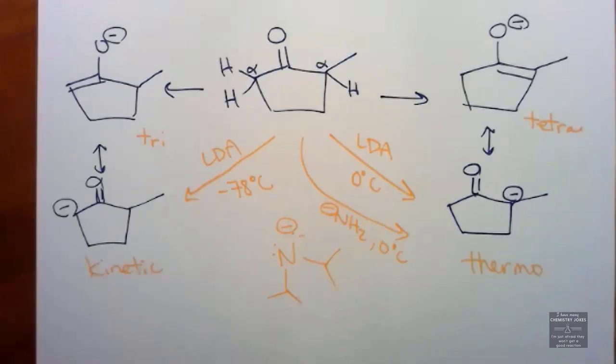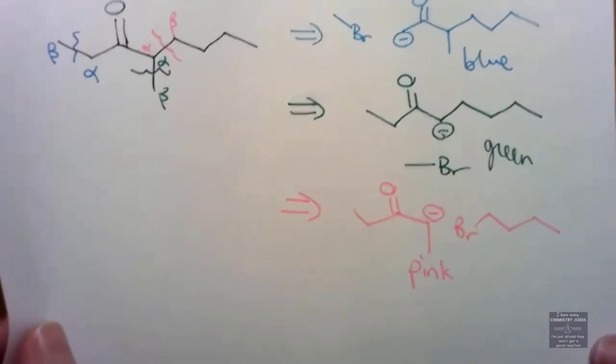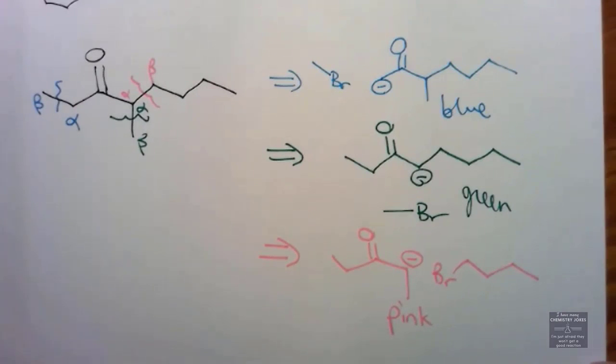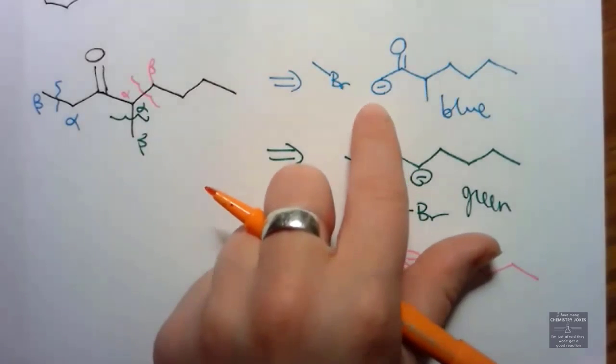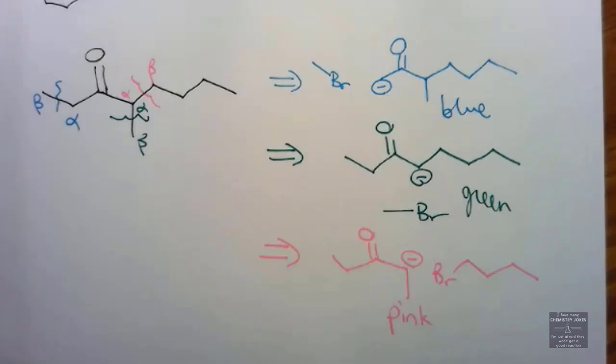Okay, believe it or not, I remembered. We got this stuff to talk about. Blue, green, or pink? Well, if we go back to considering the ketones that these things come from, that blue enolate would come from a ketone that's not symmetric.